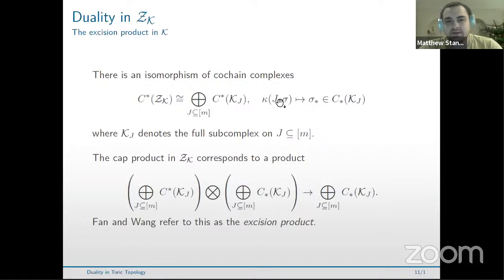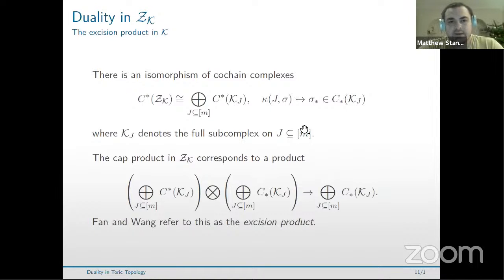A cell denoted by J comma sigma gets sent to the corresponding sigma upper star in C upper star K sub J. This should be cochains rather than chains. It's all the same in the end because you can just dualize this isomorphism and you get the isomorphism on the level of chains. But the point is that we have this isomorphism. I'm not talking about the differential here, but suffice to say that there is an isomorphism of chain complexes, not just graded modules. And again, K sub J denotes the full subcomplex on the subset J of the vertex set M.